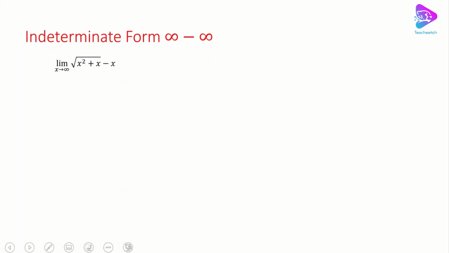And the last one is infinity minus infinity. So again, this is an indeterminate form that we have to use some techniques to solve, and easily if we plug in infinity here, it's going to be the square root of infinity squared plus infinity, minus infinity. So infinity squared plus infinity is going to be infinity, so we will have infinity minus infinity, which is an indeterminate form.